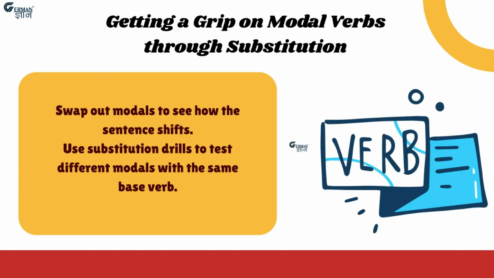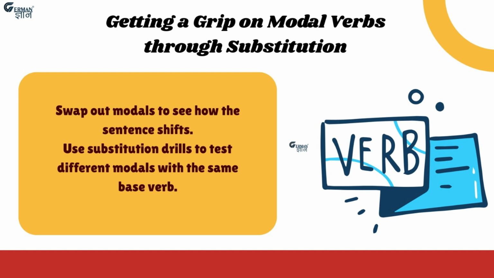Getting a grip on modal verbs through substitutions. Modal verbs change sentence structures and require infinitives at the end. Now this structure is complicated because you use two verbs in a sentence and one always has to be in the infinitive form and the second verb you have to conjugate at the second place. Now what you can do is swap out modals to see how the sentence shifts and use substitution drills to test different modals with the same base verb.